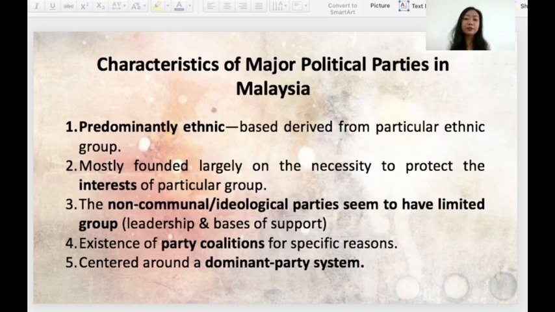Okay, so you can take this keyword, predominantly ethnic. There are common interests among the groups. Non-communal or ideological parties seem to have limited group. Party coalitions and also a dominant party system.